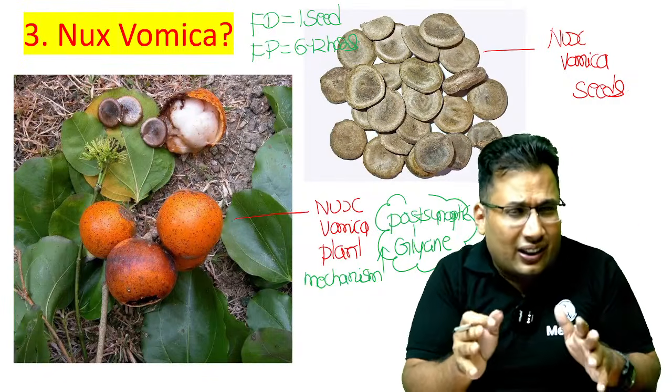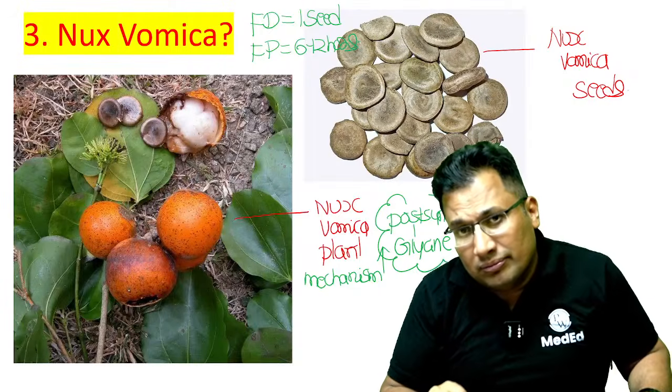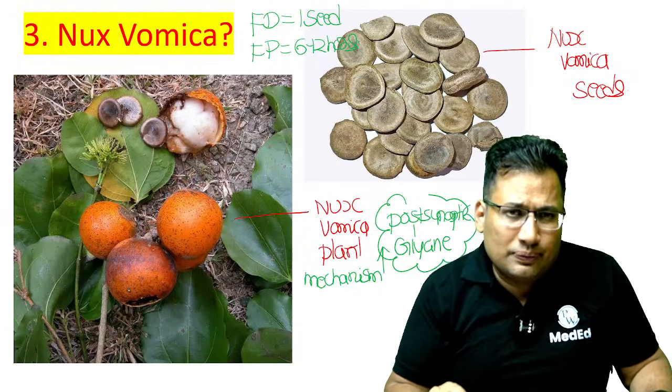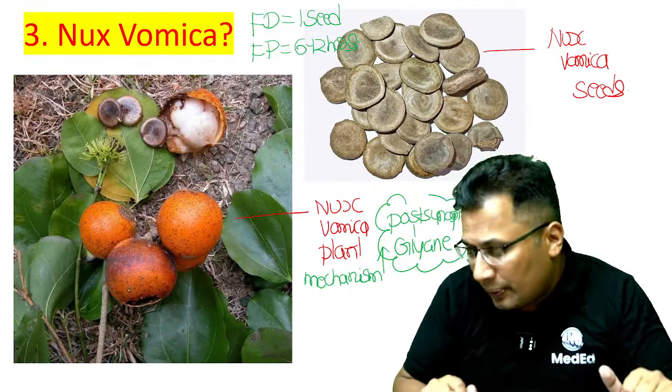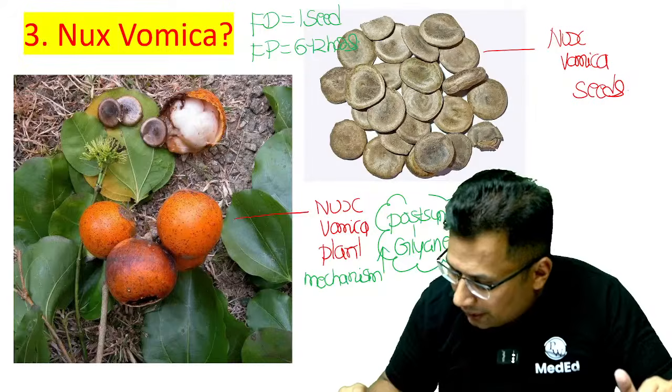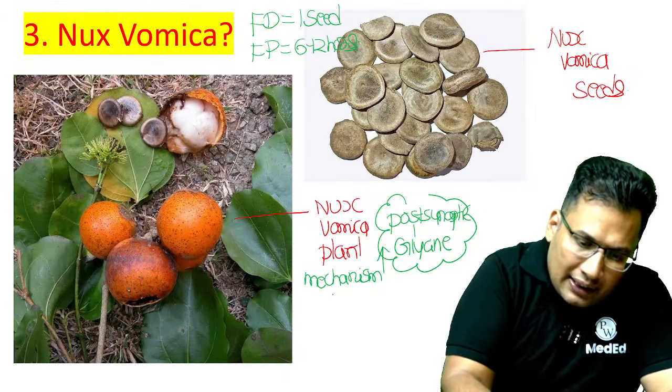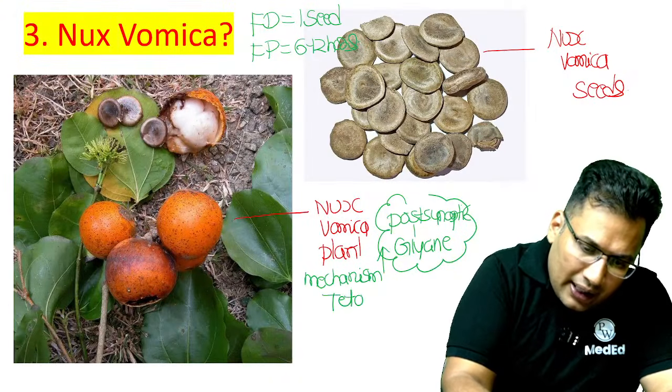So strychnine from Nux Vomica can affect the heart also, a cardiac poison also. Basically it is a spinal poison, but it has cardiac manifestations also. Okay, good. Now one more point to write in the exam: tetanus. It will resemble tetanus.